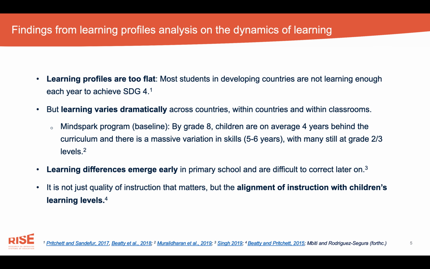A fourth factor is that while we know that quality of instruction, of course, matters for learning, what is often underestimated is the alignment between instruction and children's learning levels. Instruction can be really great and really lively, but if there is no connection to where children currently are, they will not be able to connect to what is being taught in the classroom. So the alignment between these two elements and the interaction between these two parameters is really central.